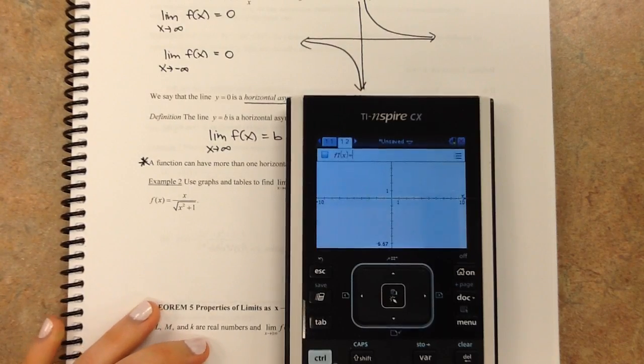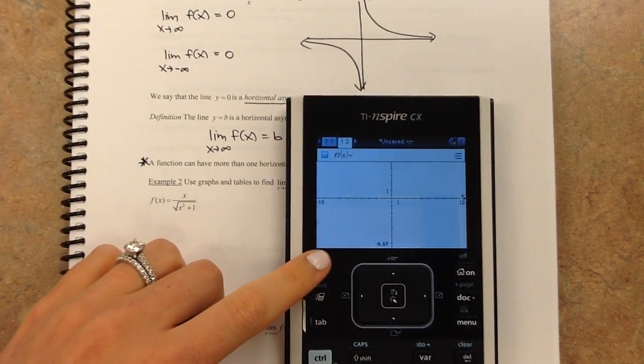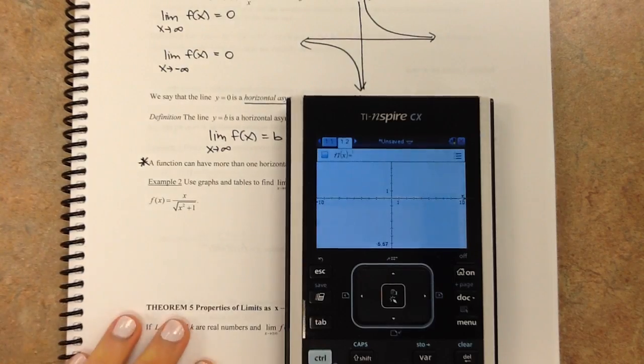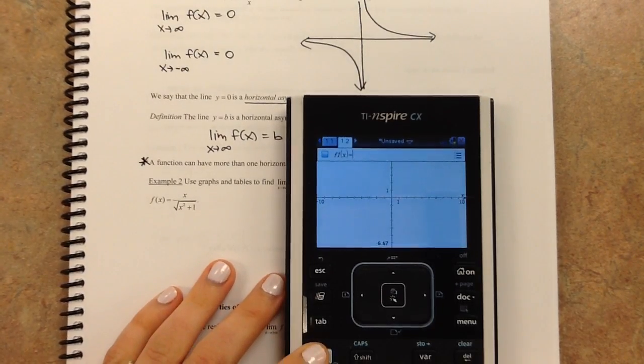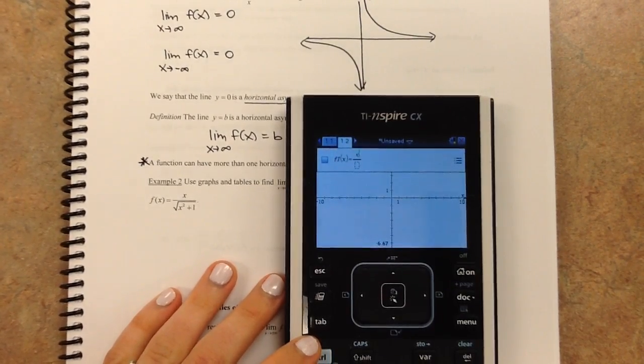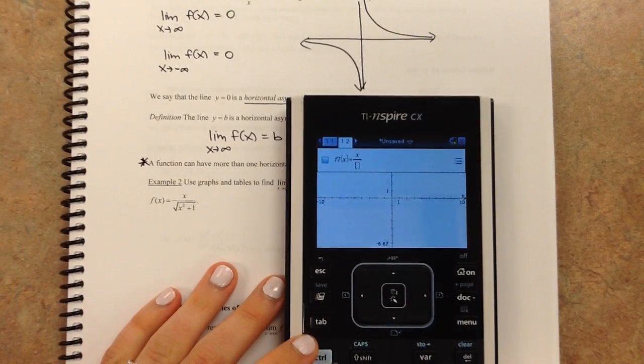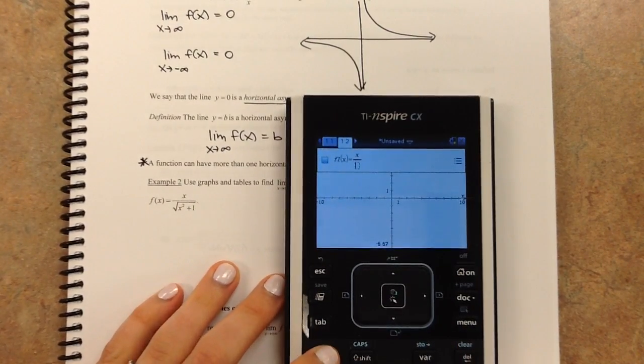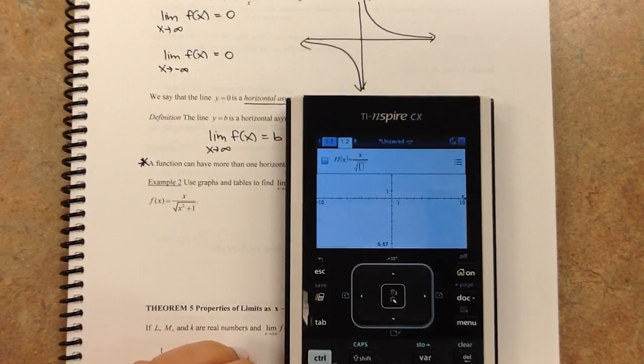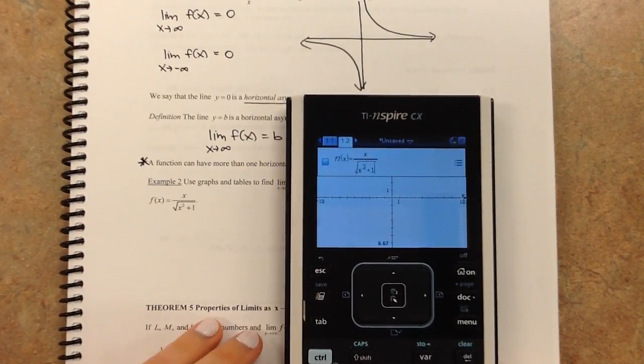If you've got the 84 or 83, remember your y equals button is right at the top left corner, and you can just type that graph in. So I'm going to open a little fraction template, put an x in the numerator, and then my square root button is right next to the 4, so control square root of x squared plus 1.